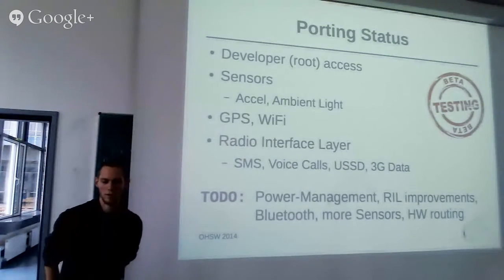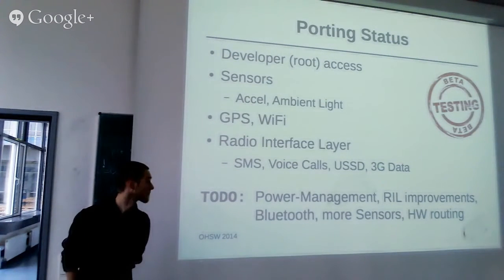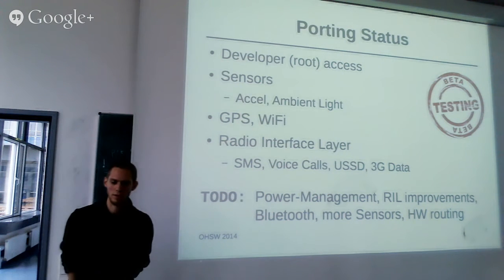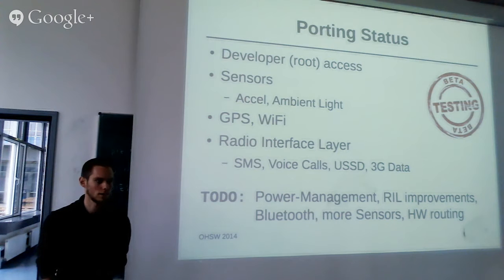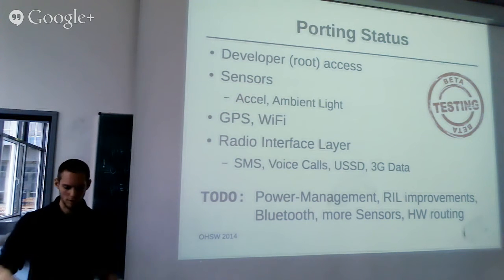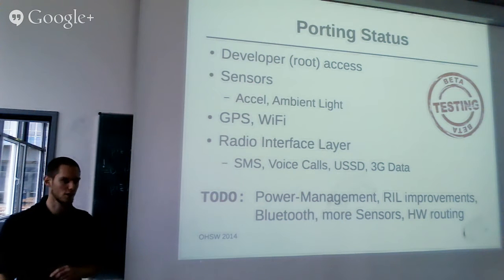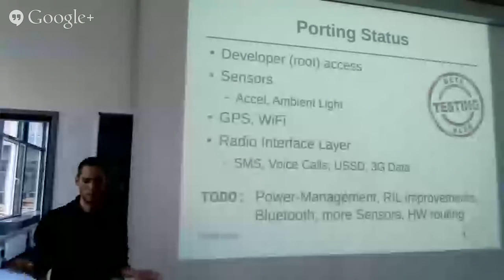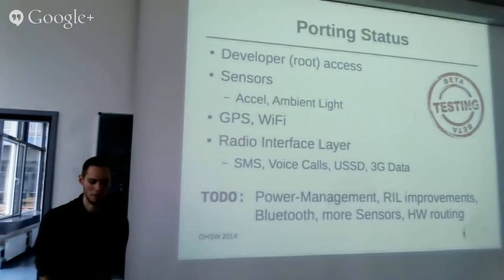Okay, so what is the current status of the project? The first step which we worked on was, of course, to get root access for the developers. So you can just plug the USB cable into your phone, and then you can use the Android Debug Bridge, the ADB tool. You type adb shell, and then you have a root shell on your smartphone, and you can do everything you like.